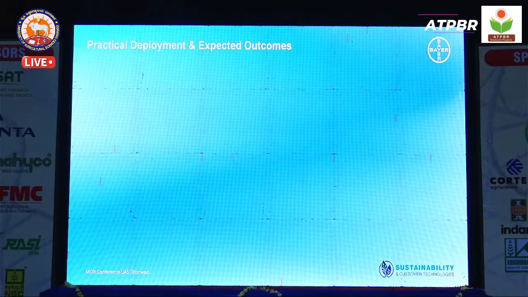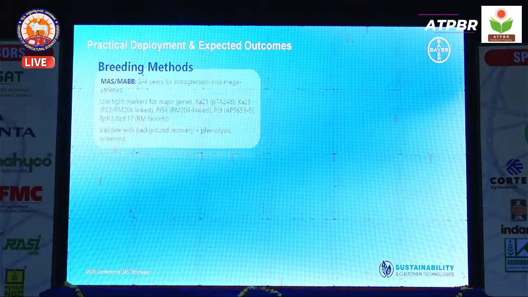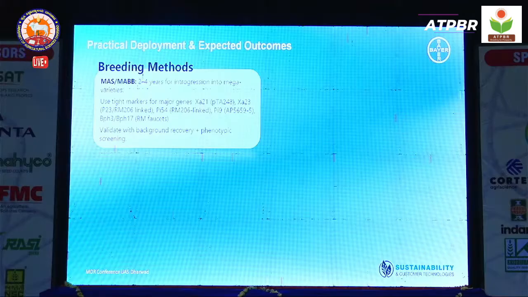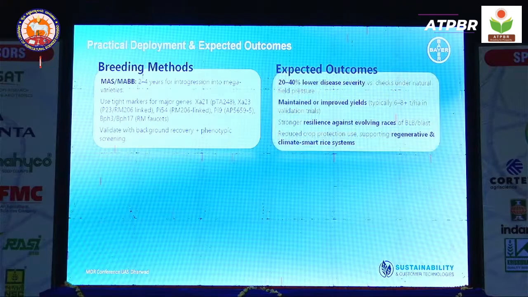What are the practical deployment and expected outcomes? On the breeding methods, marker-assisted selection takes 2 to 4 years for introgression, where you use tight markers for major genes and validate with background recovery and phenotypic screening, which you are all very well aware of. Outcome is 20 to 40% lower disease severity, maintained or improved yields, and stronger resilience against the evolving races. So this will help us in regenerative and climate-smart rice systems.